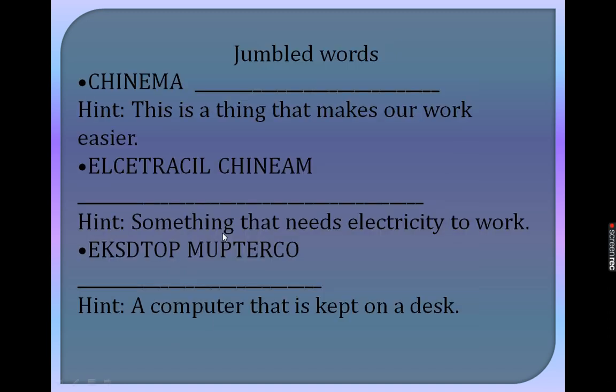Got it? Okay, now we'll move to the next one, jumbled words. Hint is given. Read the hint and try to answer this one. Hint, this is a thing that makes our work easier. What makes our work easier? Yes, machine makes our work easier. Spelling is M-A-C-H-I-N-E, machine. Right. Second one, something that needs electricity to work.